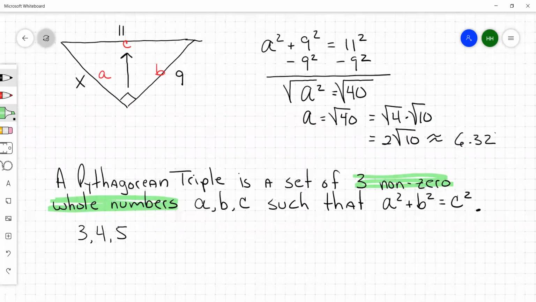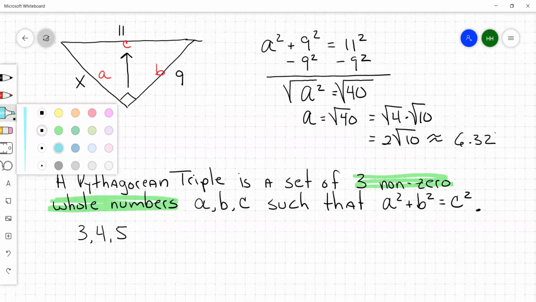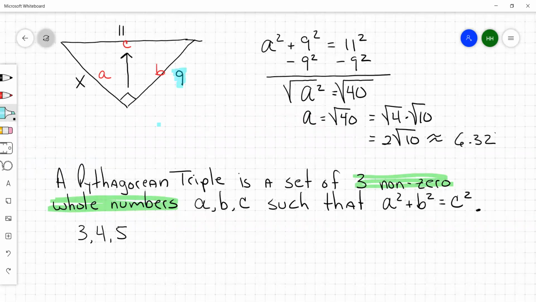In this previous problem, we had a 9, a 6.32, and an 11, right? And 9 squared plus 6.32 squared equals 11 squared. Agreed? Well, this 6.32 isn't a whole number, is it? Since it's not a whole number, those 3 numbers from the previous problem do not make up a Pythagorean triple. The 3 numbers have to be whole numbers. All right? They've got to be whole numbers.